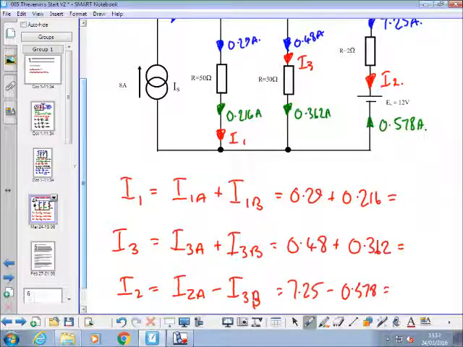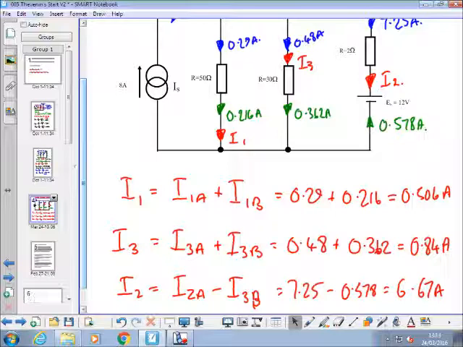Top one, I1A, 0.4506 amps. Next one, this is 0.84. 0.84 amps, and this one 6 point something. 6.67. Yeah.